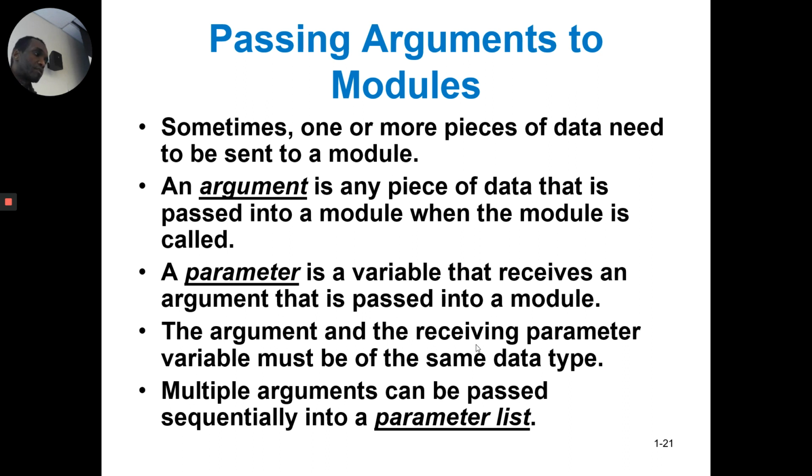The argument and the receiving parameter variable must be of the same data type. Meaning that if you say int, it has to be int. If you say float, it has to be float. You cannot interchange it, okay? Multiple arguments can be passed sequentially into a parameter list.